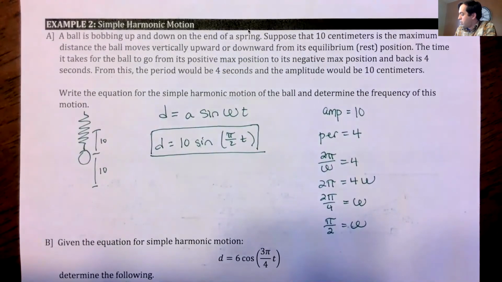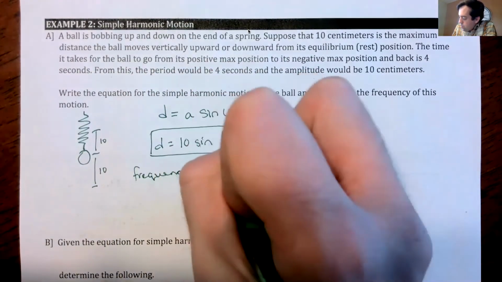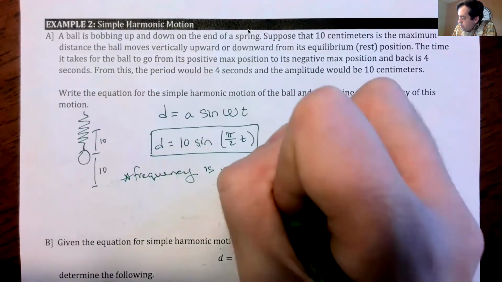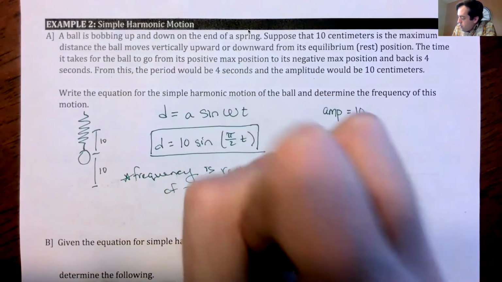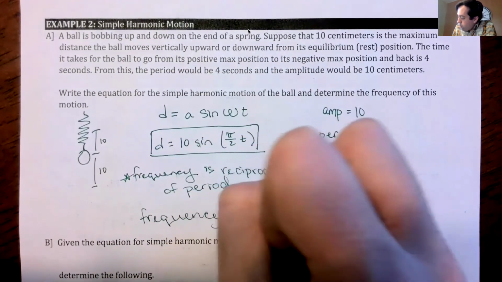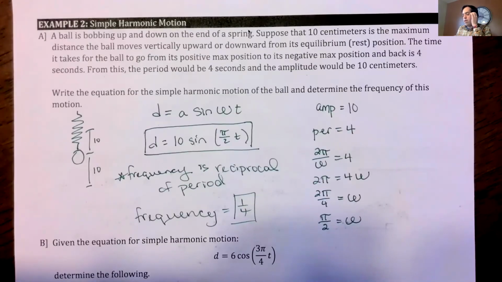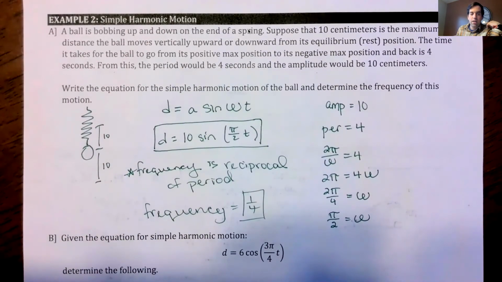We also want to know the frequency. The frequency is just the reciprocal of the period. I'm going to write that out. So in this case, our frequency is 1/4. And what that means is that every second we go 1/4 of a period, which makes sense because the period is 4 seconds. But we don't have to write units on that, so you can just leave it like that, okay? All right, so let's try letter B.